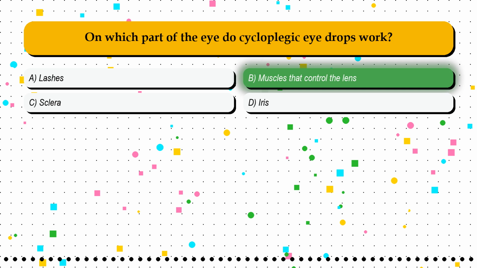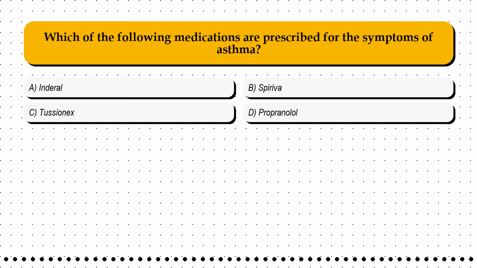The correct answer is option B. Muscles that control the lens. Question 62. Which of the following medications are prescribed for the symptoms of asthma? Option A. Inderal. Option B. Spiriva. Option C. Tusionex. Option D. Propranolol.